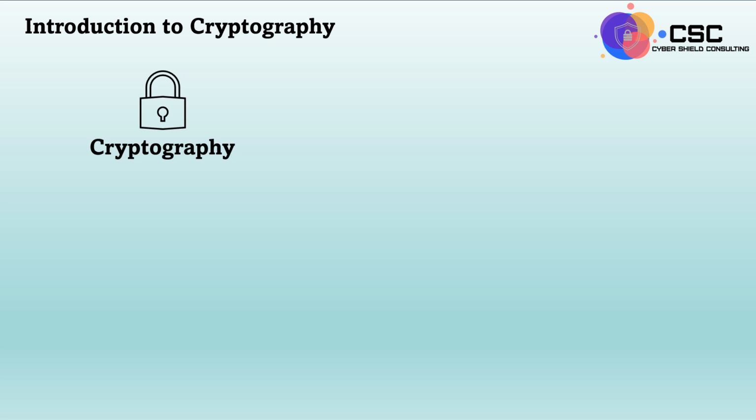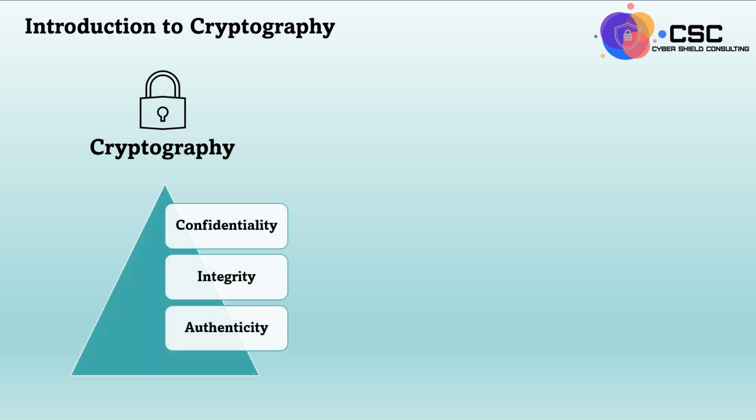At its core, cryptography is the science of transforming information into a secure format, making it unreadable to anyone who doesn't have the right key to access it. The three fundamental principles of cryptography are confidentiality, integrity, and authenticity.